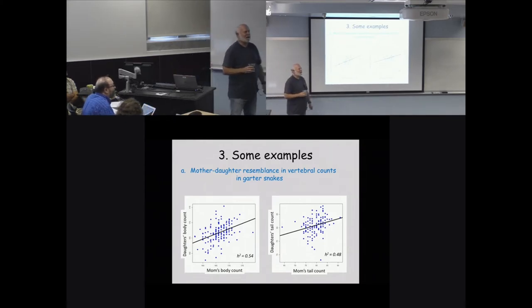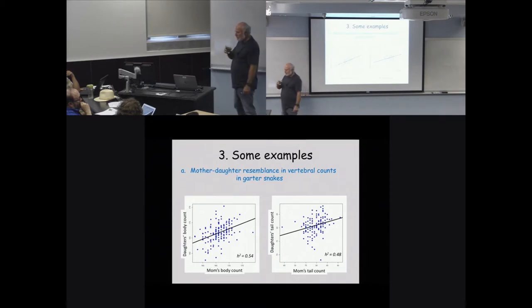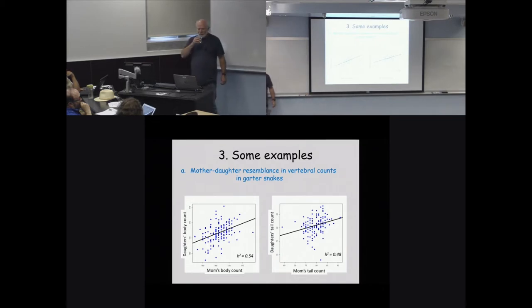It's half the heritability. So we need to take that slope and multiply it by 2. We'll do that in our computer exercise. And when we do that, we get a heritability estimate of 54% for body vertebrae and a similar number, 48%, for the tail vertebrae. Just an example.